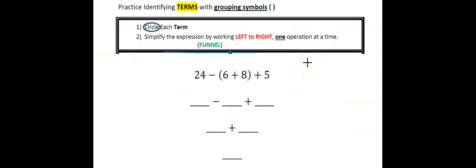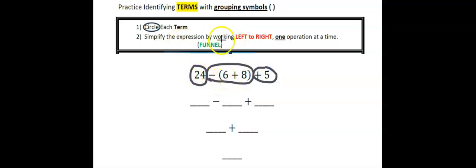So we are going to practice together identifying terms that involve these grouping symbols to get used to those parentheses. The first step is to circle each term like we did in the last lesson. 24 is a term, and there's my minus sign. And the parentheses pop up, and there's a plus sign inside. So I take all of the things inside that parentheses, and it's the quantity 6 plus 8 and the minus sign. I still take that sign to the left of the term. And then our plus sign pops up, plus 5.